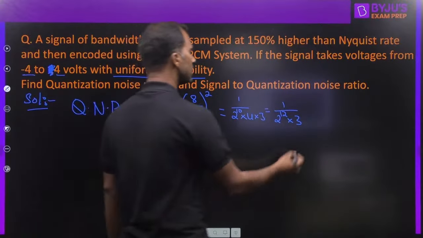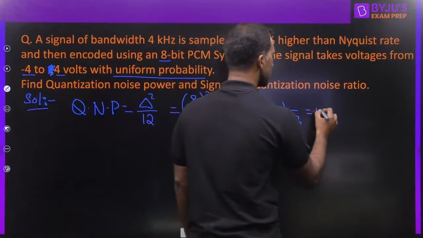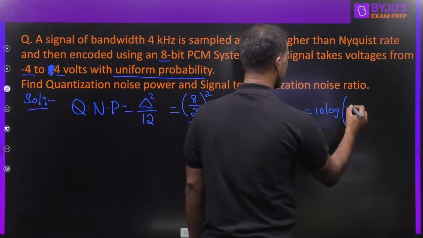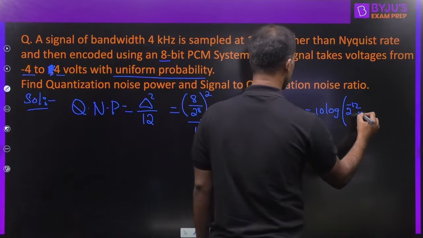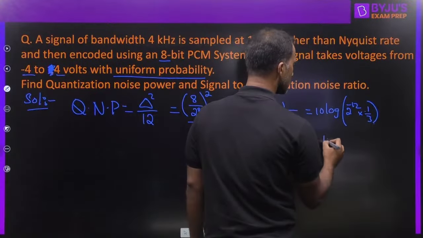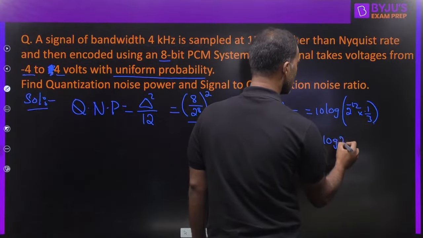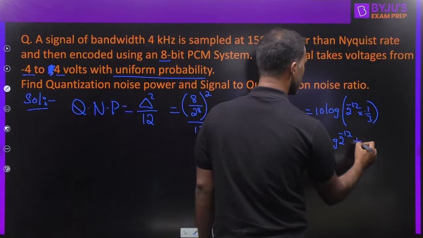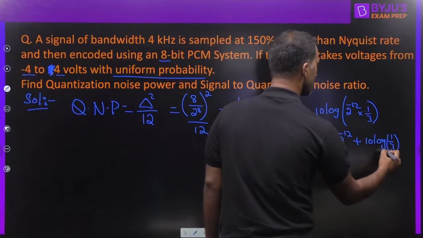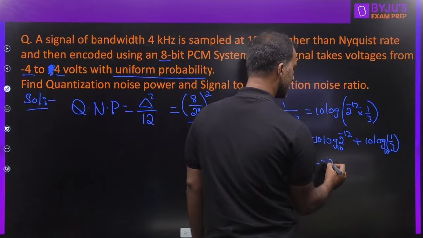So if you want, you can convert it into dB scale. If you convert it into dB scale, it is 10 log of 2 to the power of minus 12 into 1 by 3. So 10 log 2 to the power of minus 12 plus 10 log 1 by 3 to the base 10. So this is minus 12 aside.